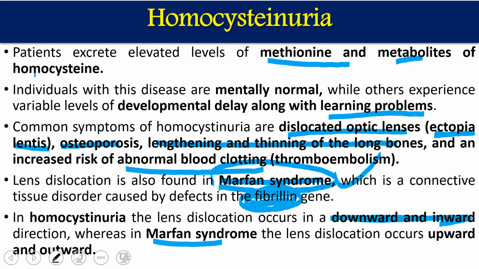Whereas in case of Marfan syndrome, the lens will be displaced in the upside and the outside. So completely different directions are there. So on the basis of seeing the direction, we can also identify which type of syndrome it is, either because of Marfan syndrome or because of homocystinuria.